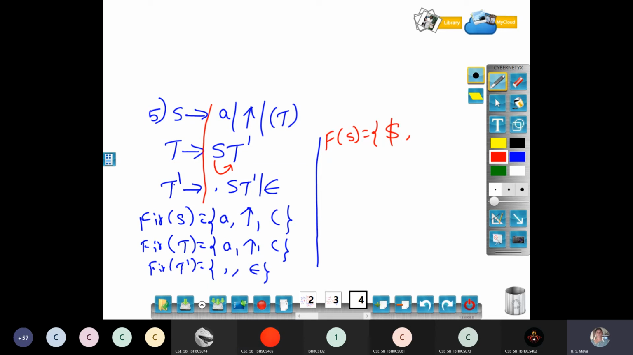Because of the non-terminal, I have to visit first of T dash. What is the first of T dash? Comma, ma'am. Comma. Then because I have an epsilon, I can't copy that epsilon. Is it right? Then if you replace T dash with epsilon, what happens?